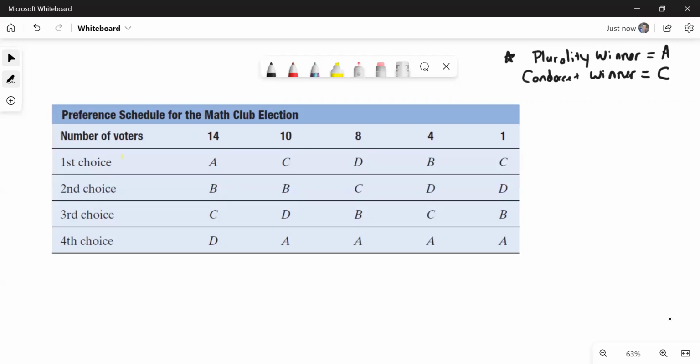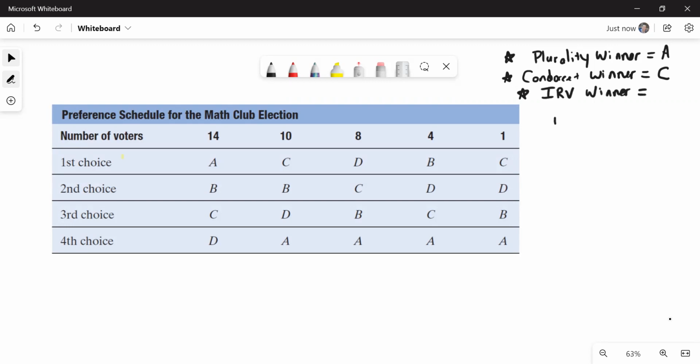If we use plurality, then A is the winner. If we decided to use Condorcet, then C is the winner, okay? So what we're going to look at now is a third way. We're going to look at our IRV, or instant runoff voting winner. Now, let me go over what it was again. It said you're looking for a majority.